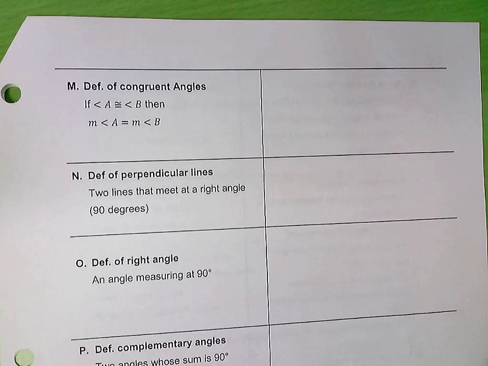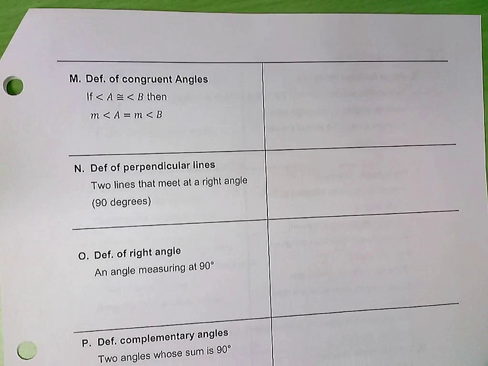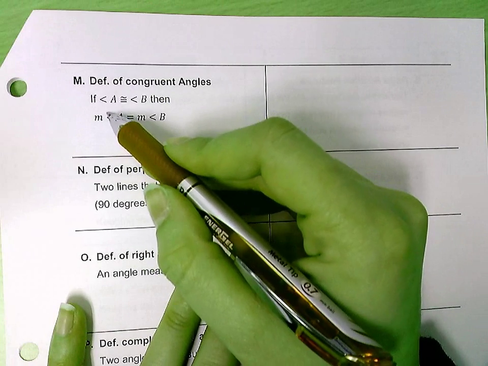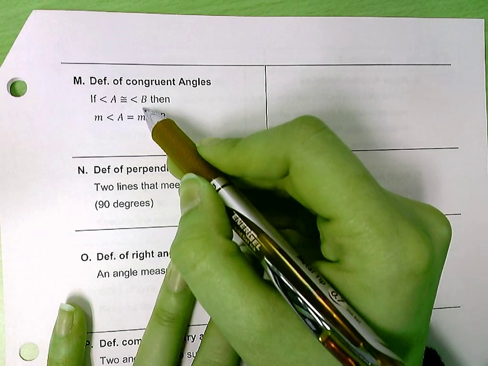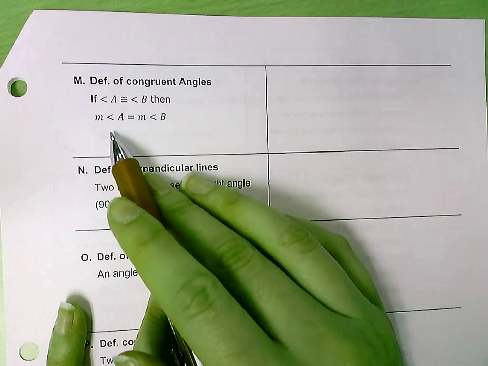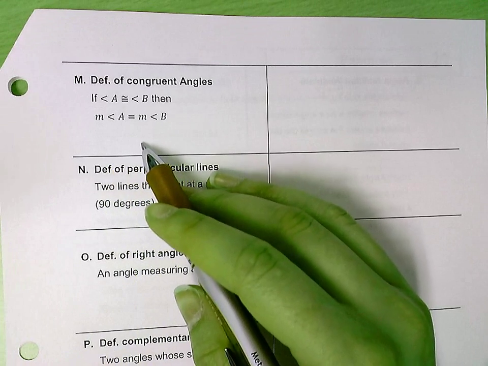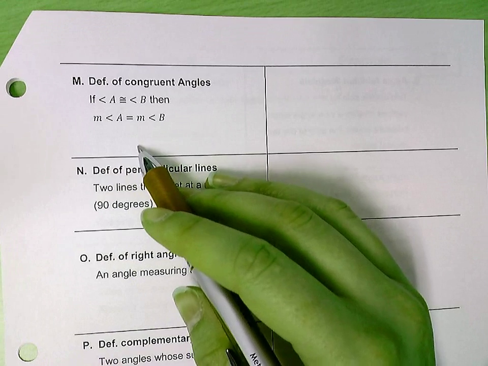Next one is definition of congruent angles. This is similar to definition of congruent segments. It just has to do with angles. So if I have angle A congruent to angle B, then the measure of angle A equals the measure of angle B. So again, this switches from congruent angles to equal measures.